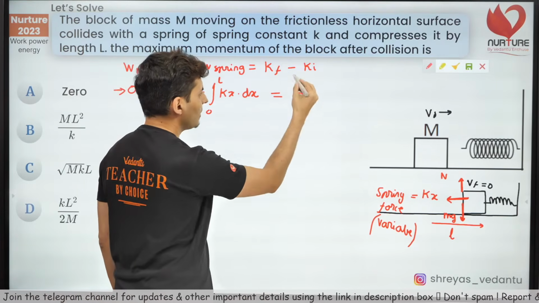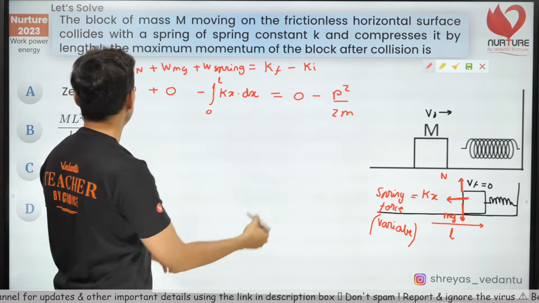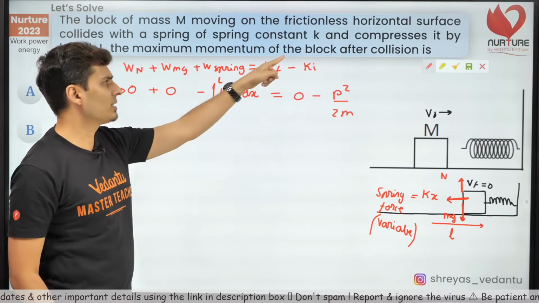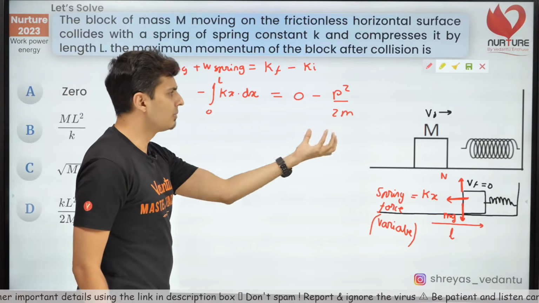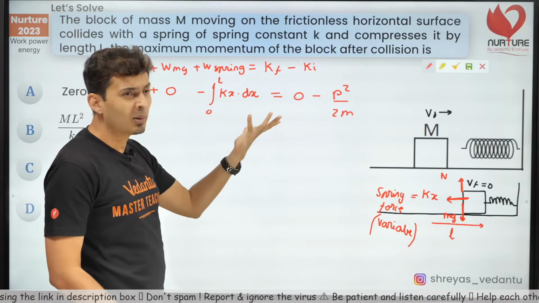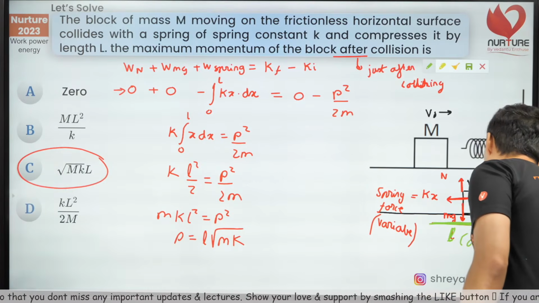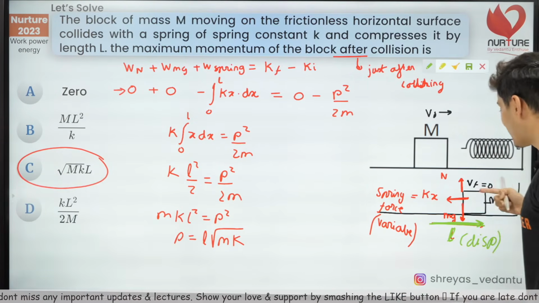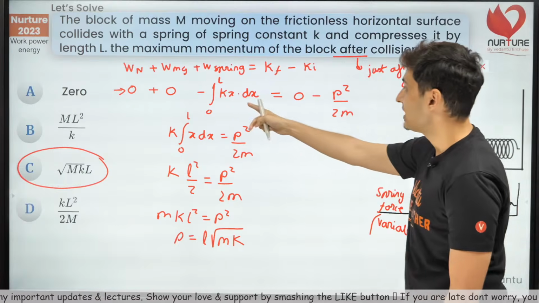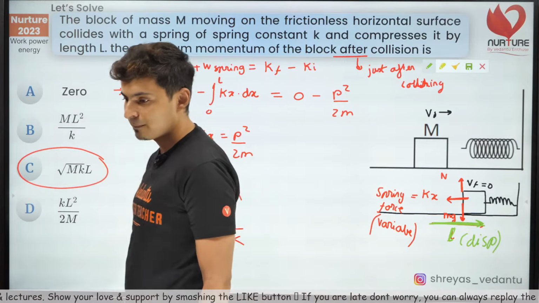Final kinetic energy is 0. Initial kinetic energy is p square by 2m. Why am I writing it like this? Because they have asked what is the momentum of the block. In fact, they have asked what is the maximum momentum. It is equal to p square. L is nothing but your displacement, and force is this way. Force is opposite to the displacement, so that's why the negative sign. I hope that makes sense.